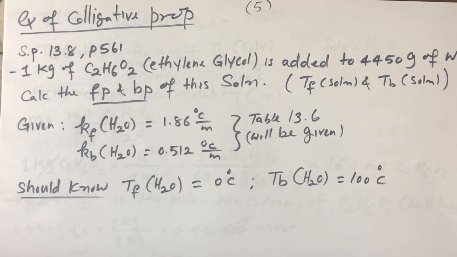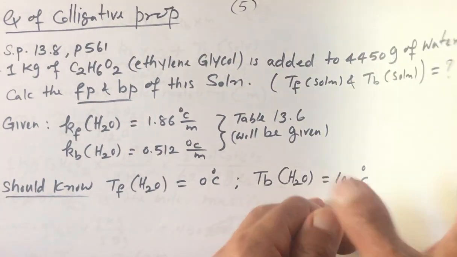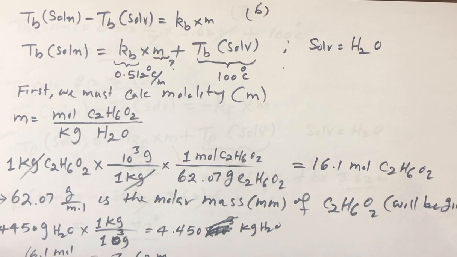Given to us is the KF, the freezing point depression constant for water, and the KB, or the boiling point elevation constant. One of them is 1.86, the other one is 0.512. What you should also know is that the freezing point of water is, of course, 0 degrees Celsius. The boiling point of water is 100 degrees Celsius.